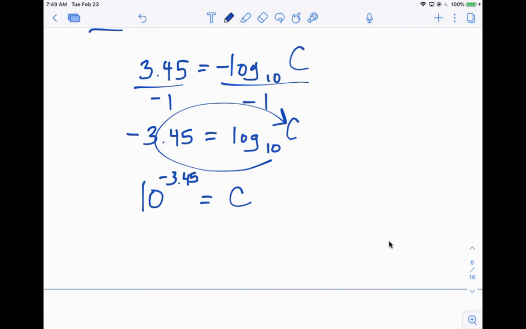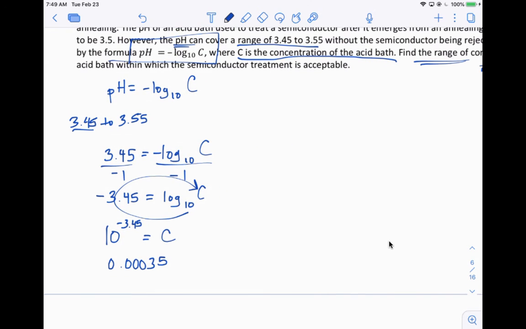What is 10 to the negative 3.45? Let me grab my handy-dandy calculator here. We get a very small number, 0.0003548, blah, blah, blah. So we'll round it off to there. Now, does that make sense? Well, this is a concentration of an acid bath. One would hope that you're dealing with very small amounts of acid. So yeah, I think that sounds pretty good. That would be the bottom half of our range here. So we'll say from 0.00035 concentration.